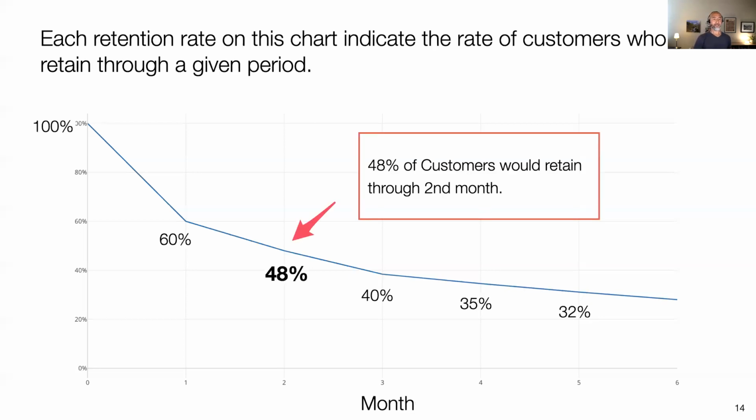In this case, for example, look at the second month, it says 48%. That means 48% of customers retain through the second month. So these are the customers who didn't churn in the first month and then didn't churn in the second month.